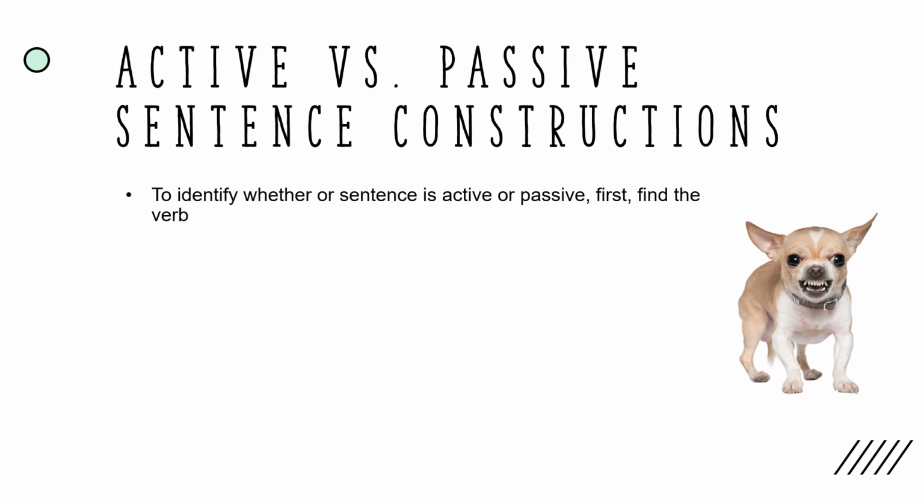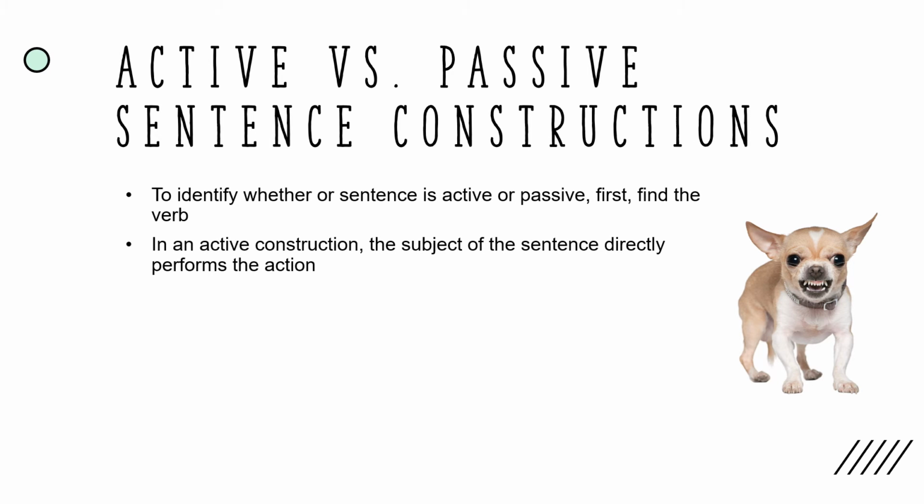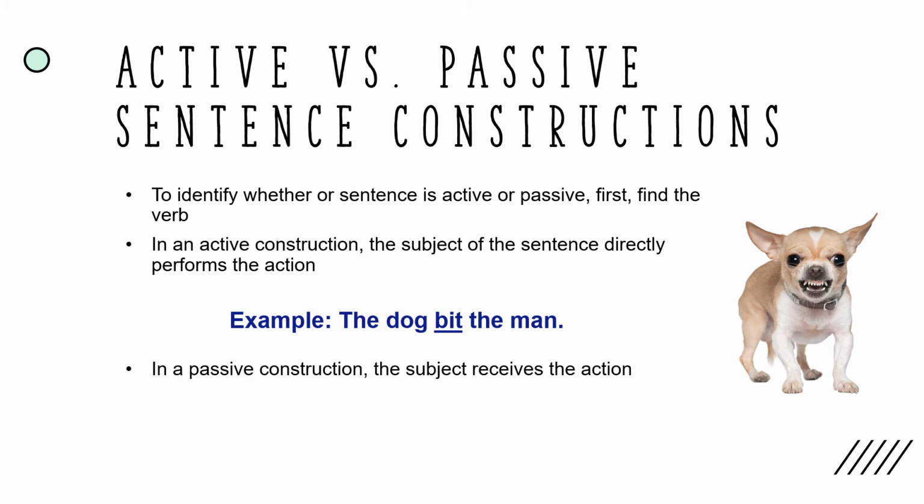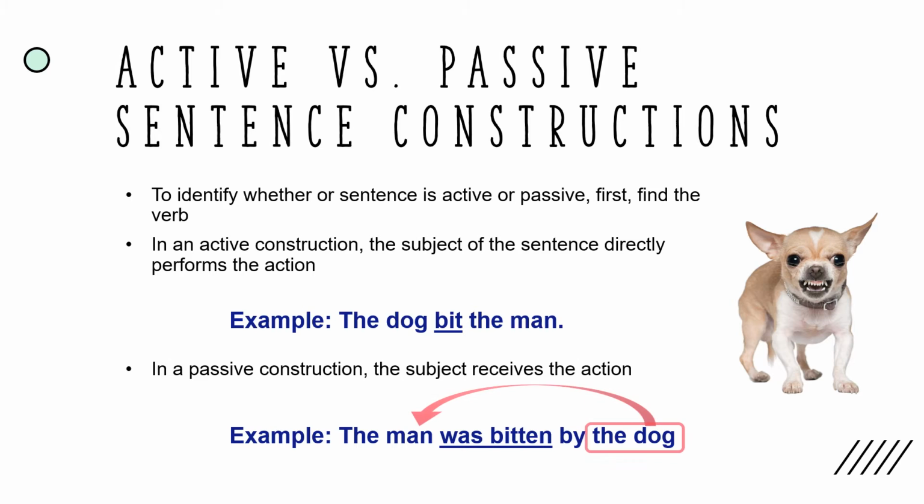To identify whether a sentence is active or passive, first find the verb. In an active construction, the subject of the sentence directly performs the action. For example, the dog bit the man. In a passive construction, the subject receives the action. For example, the man was bitten by the dog. To make a passive construction active, bring the subject from the by phrase closer to the beginning of the sentence.